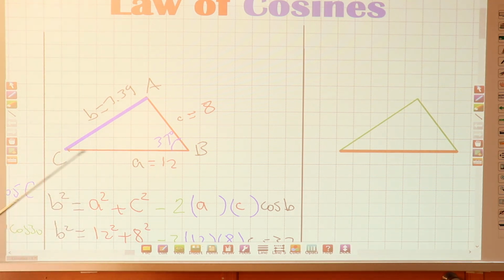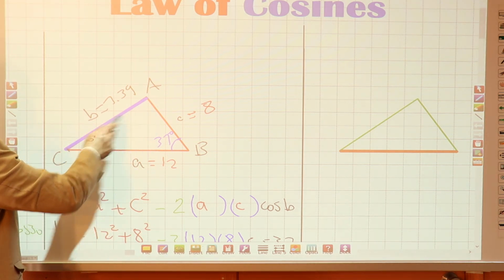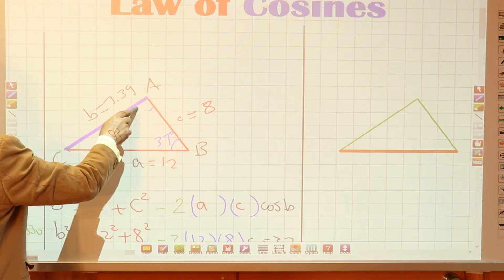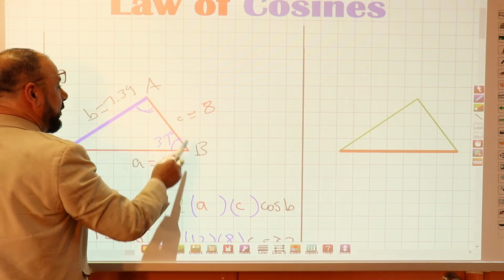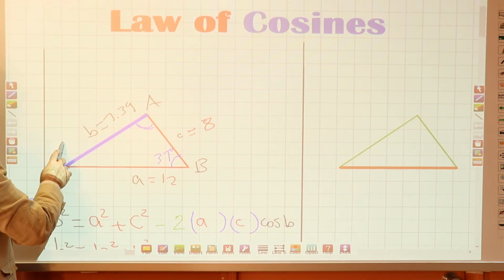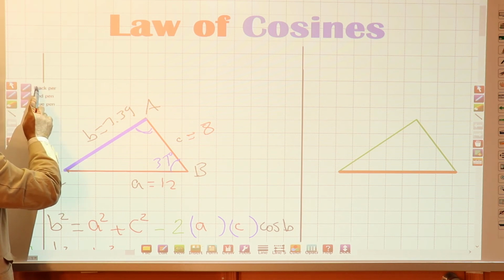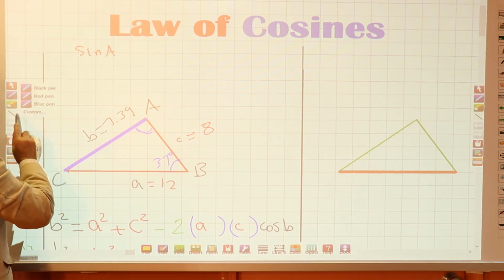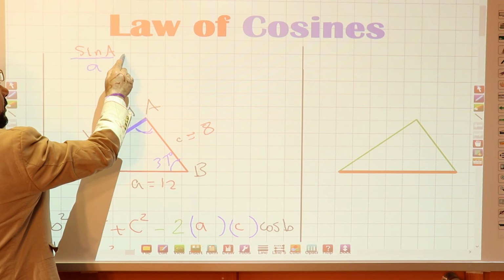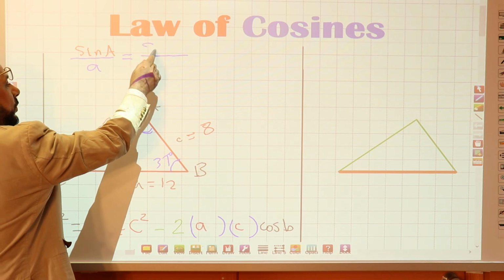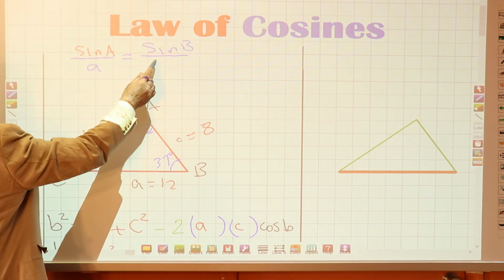Look, to find the rest of the angles, it's easy to use what? Law of sine. Which angle I need to get? Angle A. If I know one of them, I'm going to know the other by adding them and subtracting from 180. Then I need sine A on this side. I'm going to do it here because I have all my numbers. Sine A over A, because I know what A is in blue, equal sine B, we know what B is now, over B.